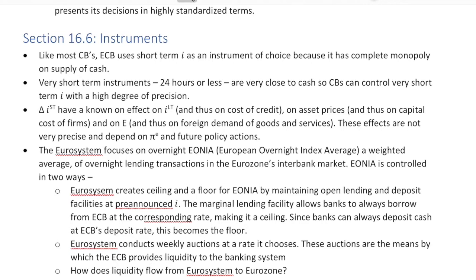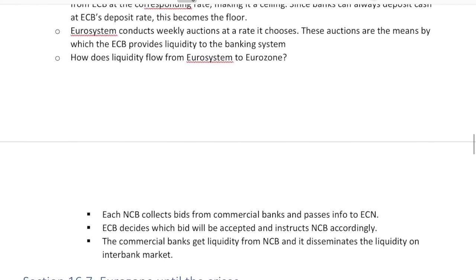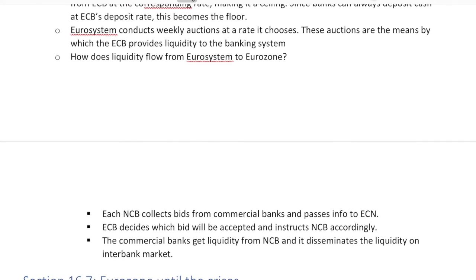These auctions are the means by which the European Central Bank provides liquidity into the banking system. Once again, super identical to the Federal Reserve. It is my understanding that the Federal Reserve also does, I want to say, weekly auctions on, I want to say, Thursdays. I may be wrong, but exactly at 10:30 a.m. it auctions out various transactions to maintain a certain level of federal funds rate. Okay. Now the question is, how does this liquidity flow from the euro system to the eurozone?